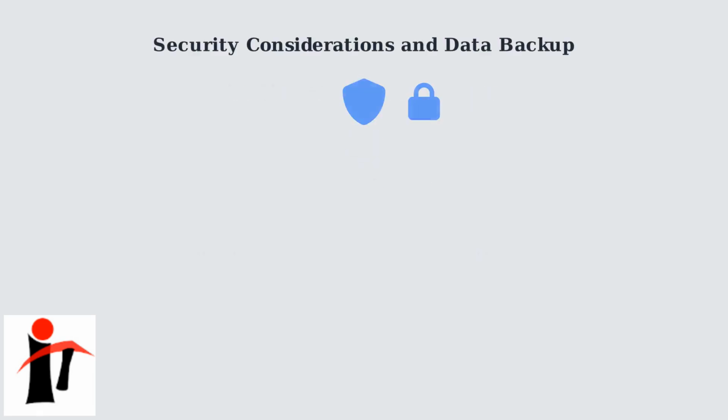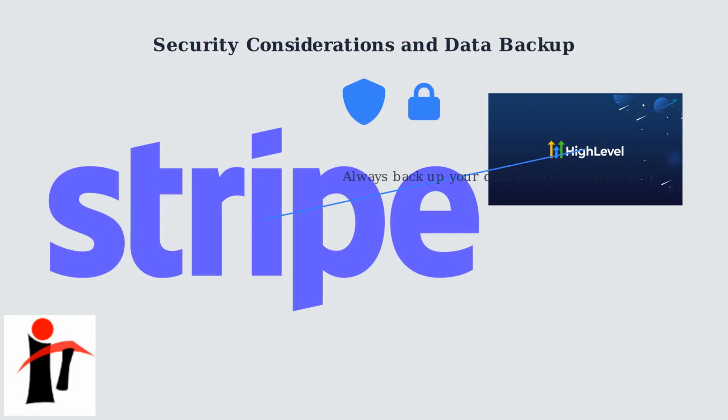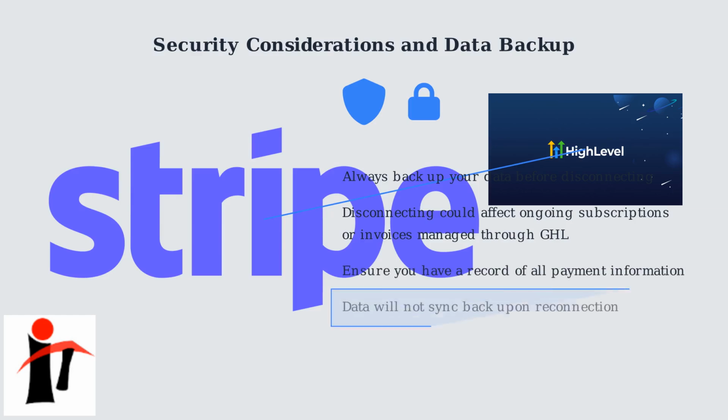Before disconnecting Stripe from your GoHighLevel agency account, prioritize security by backing up all your data. Disconnecting the integration could impact ongoing subscriptions and invoices managed through GHL. Make sure to preserve records of all relevant payment information to prevent any service disruptions. Remember that once disconnected, this data will not automatically sync back when you reconnect.